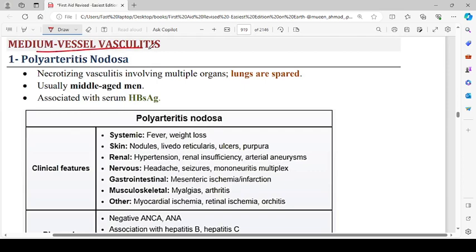Then come the medium vessel vasculitis. The first one is polyarteritis nodosa. It is important because it has an association with hepatitis B. So, necrotizing vasculitis involving multiple organs, and the lungs are spared. So it is very important for one reason or the other. Somehow it spares the lung. It does not involve the pulmonary vasculature. So that is a good thing about it. But the rest is all bad.